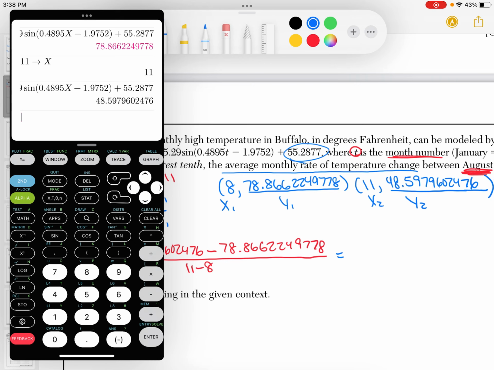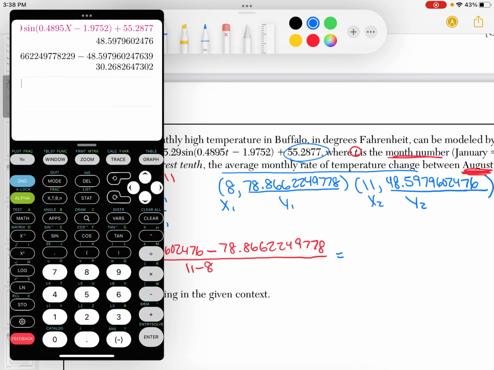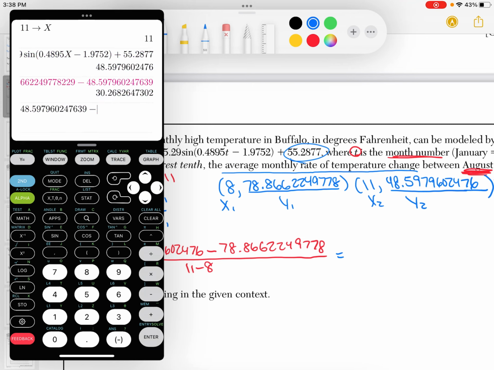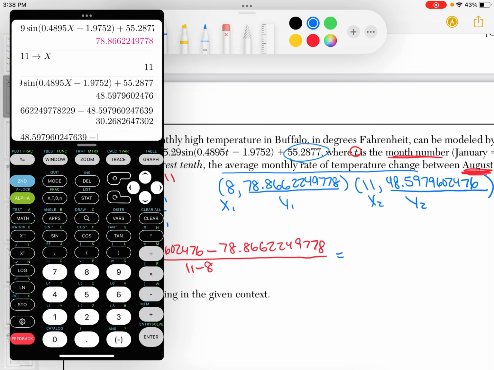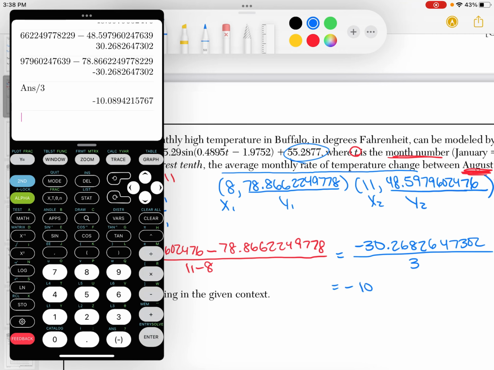Okay, so I'm going to copy and paste these numbers minus that for the top. I get, oh my gosh, I just did it wrong again. It is this one minus this one. There we go. Negative 30.268264730 over 3. So I divide that, and I get negative 10.089421. Do I really have to write out the whole decimal?